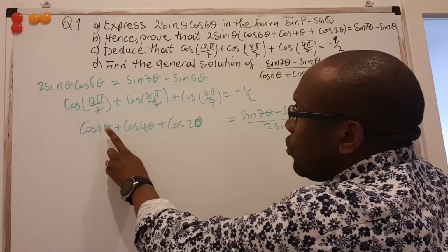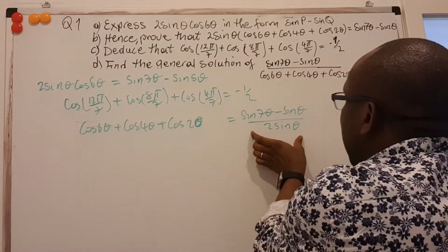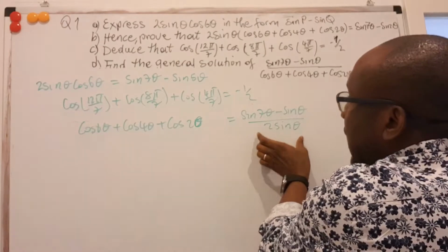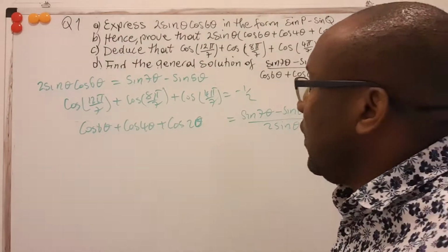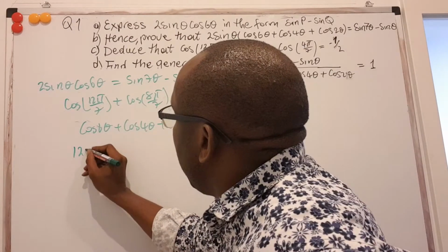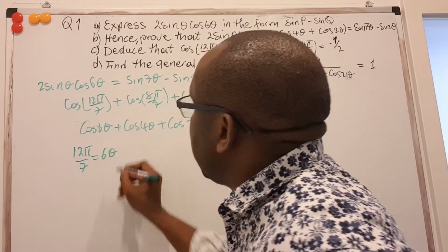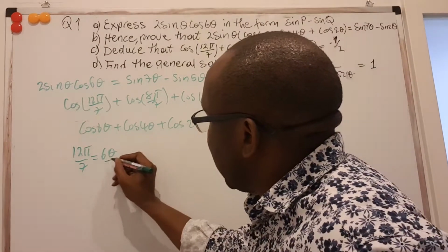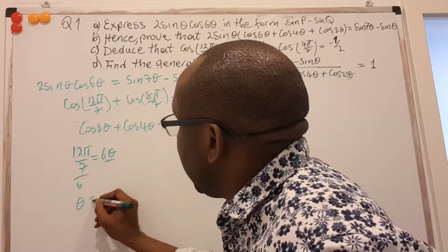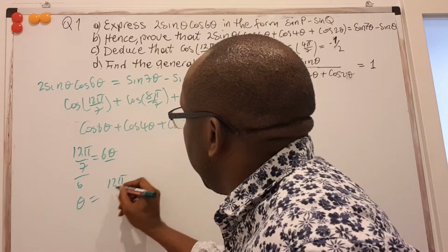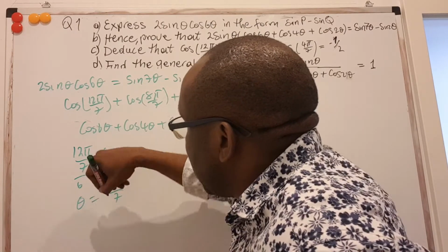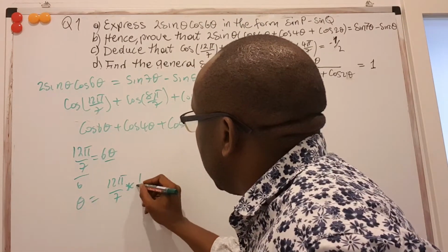The intention is to look for theta so that we can use it on this right-hand side and show that it's equal to minus half. If that is true, we can say that 12 pi on 7 is equal to 6 theta. If you divide both sides by 6, theta will be equal to 12 pi on 7 divided by 6. Dividing by 6 is like multiplying by 1 over 6.